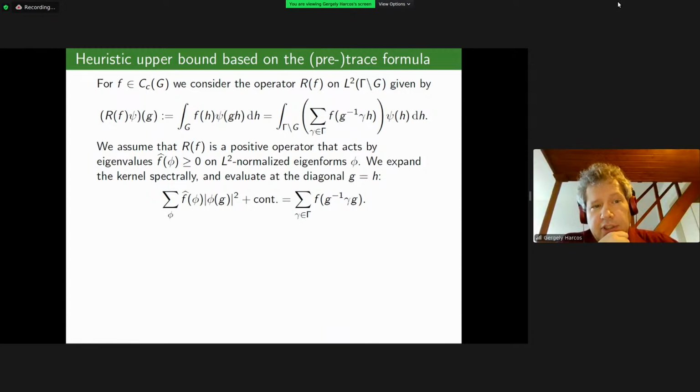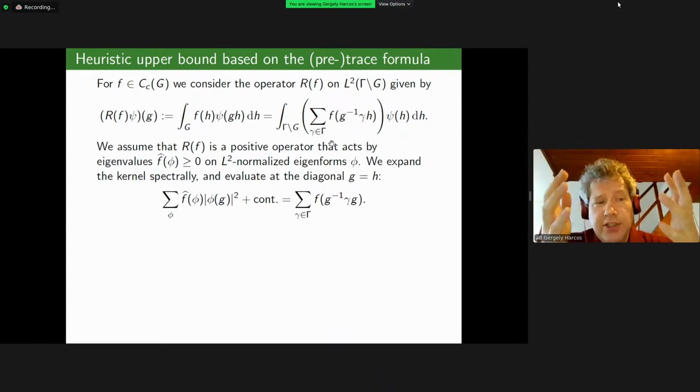And what's important here is that this integral operator has a natural kernel that is given in the parentheses here. This kernel function, this automorphic kernel, is a sum that you can build out of f and gamma. So that runs over gamma.